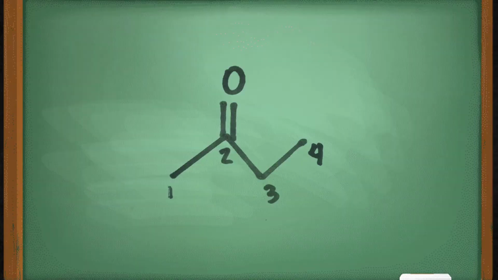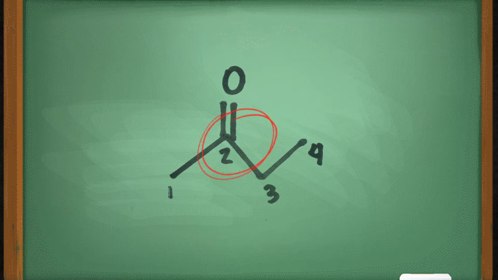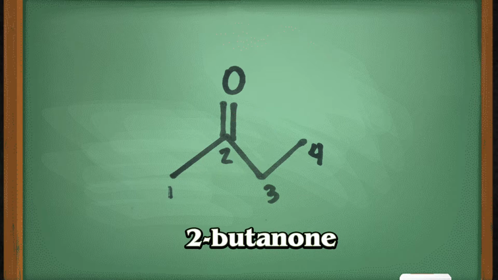First, find the longest chain and number from the end closest to the ketone. So 4 carbons is but, and add the suffix -one. Say double bond O is in carbon 2. Therefore, the IUPAC name of the structure is 2-butanone.